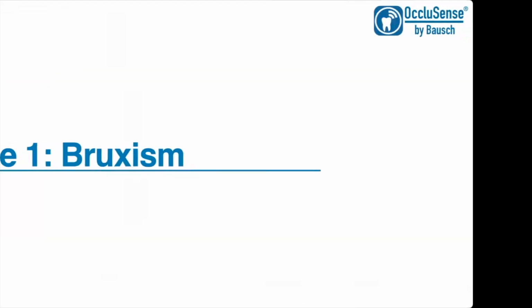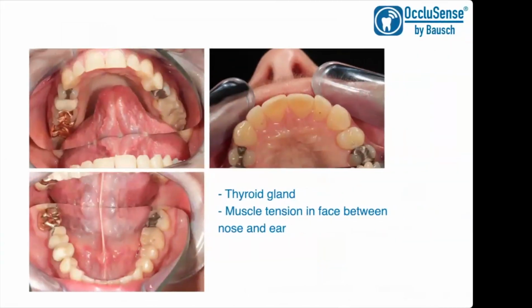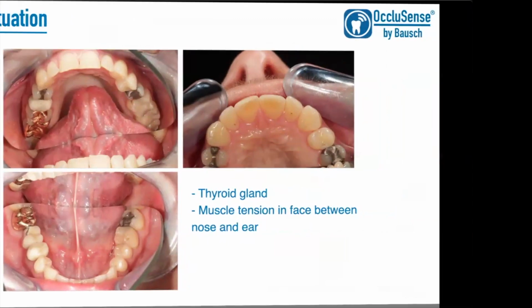I've prepared a couple of clinical cases for you as well. Case number 1 is a patient who presented herself with ringing in the ear, the feeling of absorbent cotton, and some cervical spine issues with ligament sheath prolapse. You can see in those clinical pictures that she already had quite a few restorations in place, and also complained about muscle tension in the face between nose and ear.